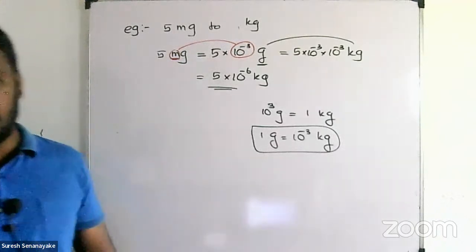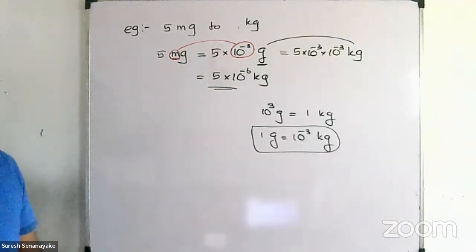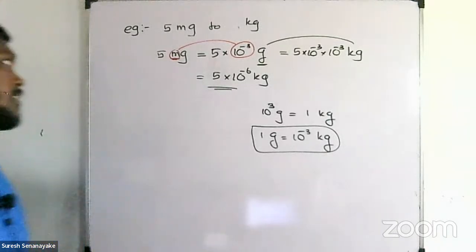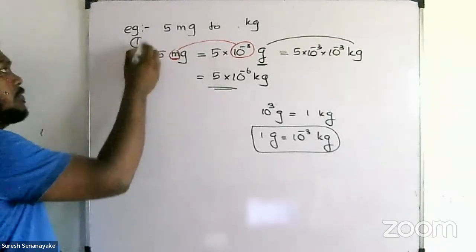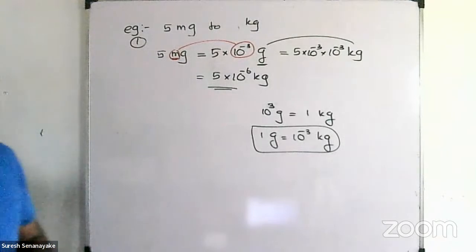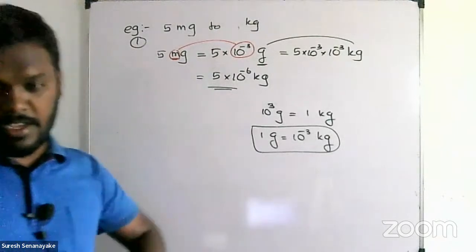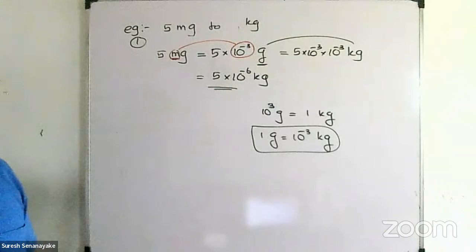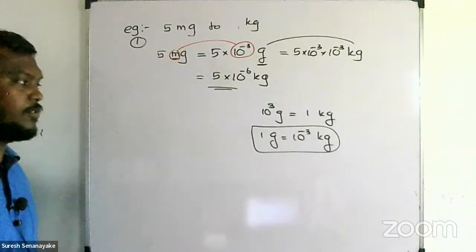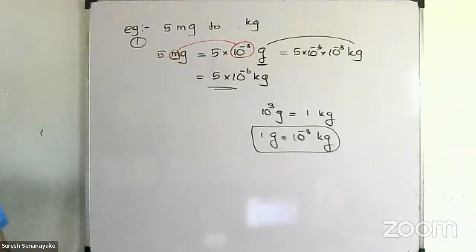That's how the different units they give have to be converted. Is it clear? If you want me to explain again, let me know. I will give some examples for you to do yourself.